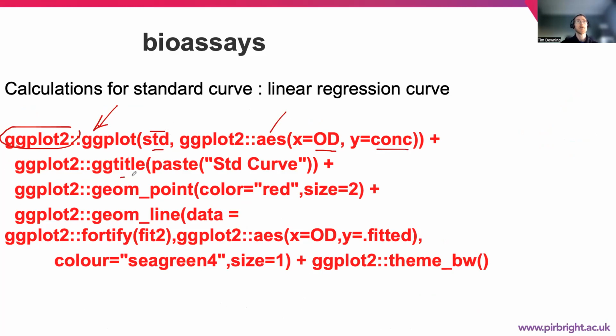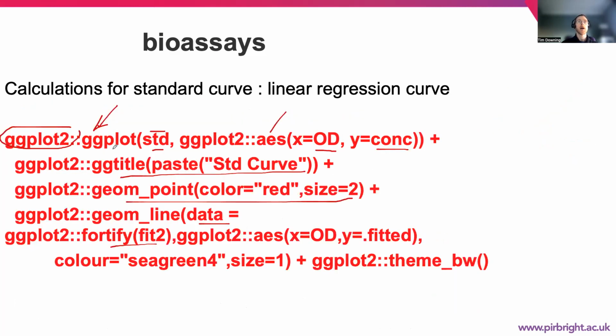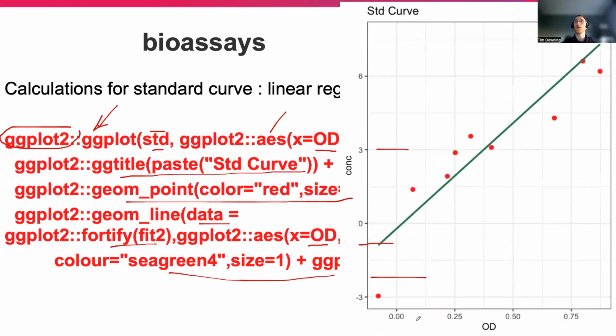We add the title of a standard curve. We're putting on points that are red with a bigger size. And then we're modeling our line of fit2, which we created on the previous page with the stats lm package, to model the optical density against the fitted line with a green color and a black and white background theme. So that's how we get this together.